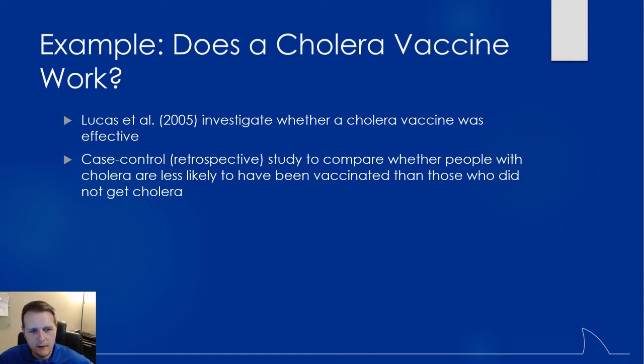What you would think is that people who had cholera were less likely to have received the vaccine, and people who did not have cholera were more likely to have had the vaccine, right? The null hypothesis, though, if you think about it, would be that there's no difference between the groups, and that there was no difference in vaccination rates between those that either had cholera or those that did not.